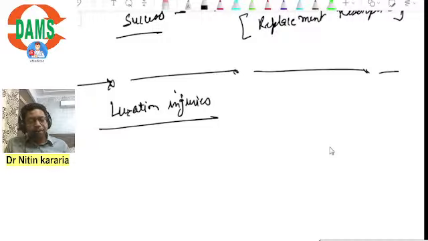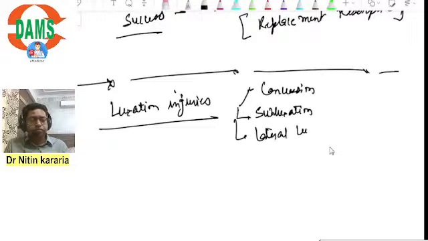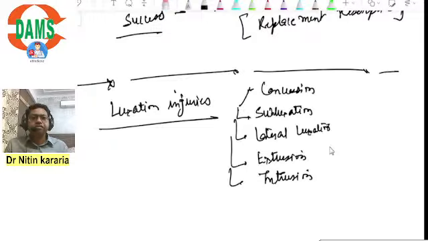Luxation injuries are categorized as concussion, subluxation, lateral luxation, extrusion, and intrusion. Five types of injuries are categorized as luxation injuries.